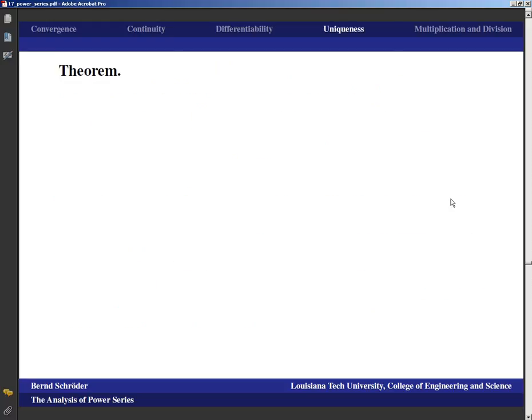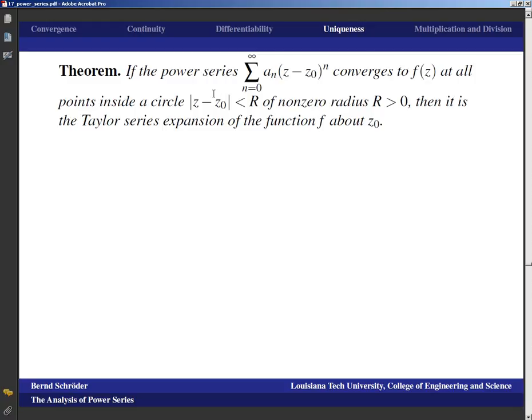Okay, now we also want to talk about uniqueness of power series. If you've got a power series sum n equals 0 to infinity a_n (z minus z0) to the n, and it converges to a function f at all points inside a circle |z minus z0| smaller than R of non-zero radius, then that power series is the Taylor series expansion of the function f about z0.